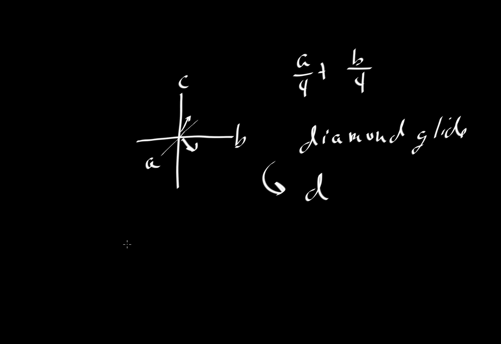So we have different kinds of glides. We have an m, which has no translation, but if we add translation, we end up with the a, b, c, and diagonal or diamond glides that are notated in this way.